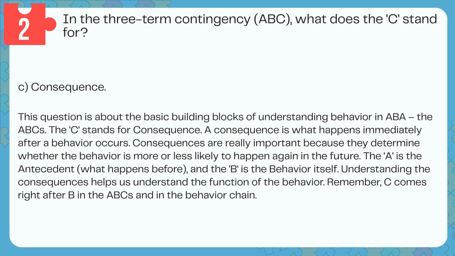Answer: C. Consequence. This question is about the basic building blocks of understanding behavior in ABA, the ABCs. The C stands for consequence. A consequence is what happens immediately after a behavior occurs. Consequences are really important because they determine whether the behavior is more or less likely to happen again in the future. The A is the antecedent, what happens before, and the B is the behavior itself.